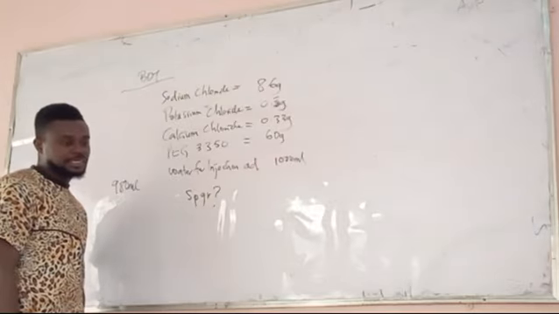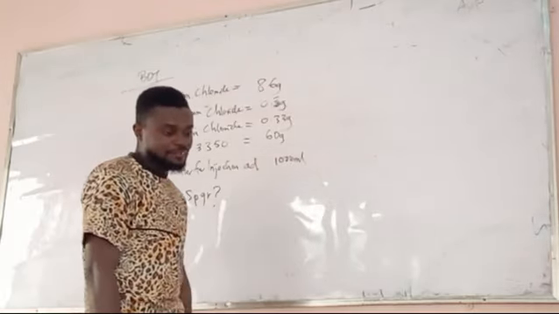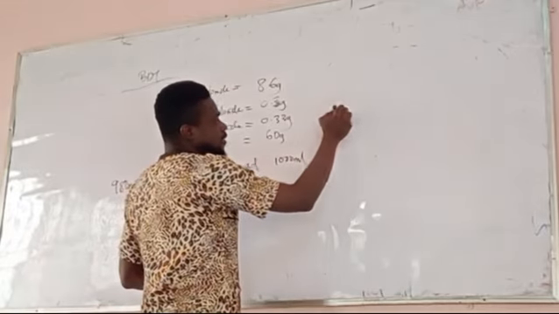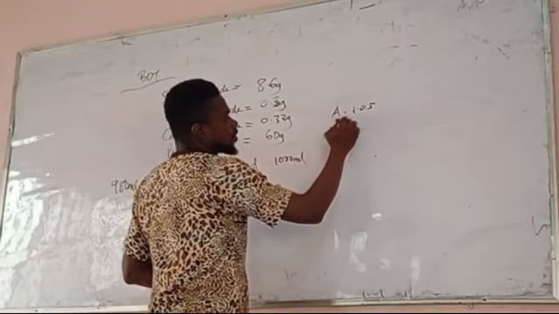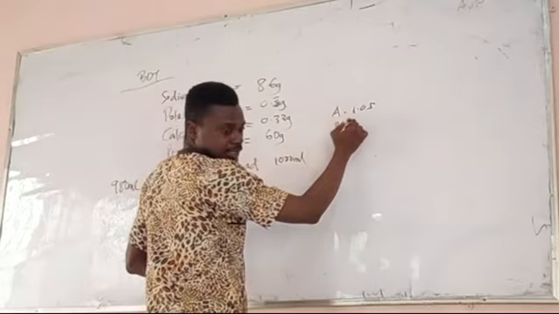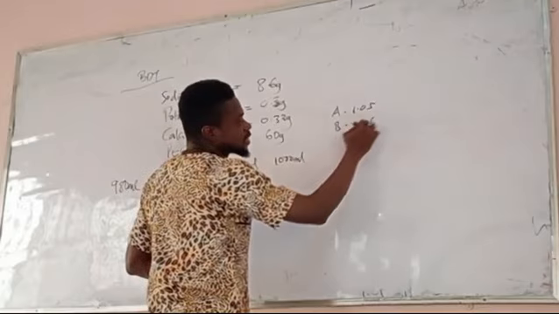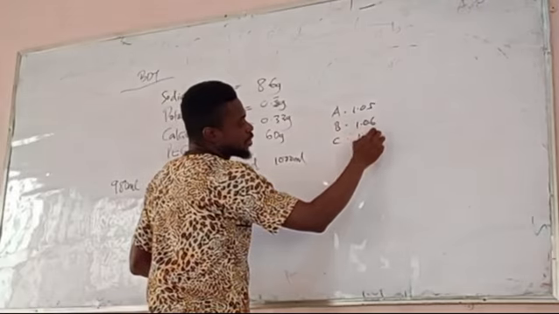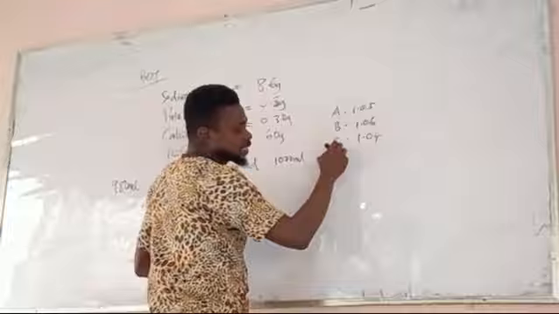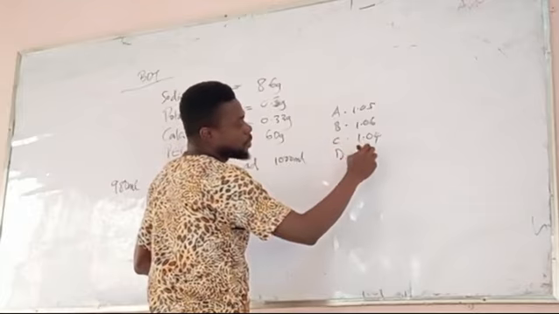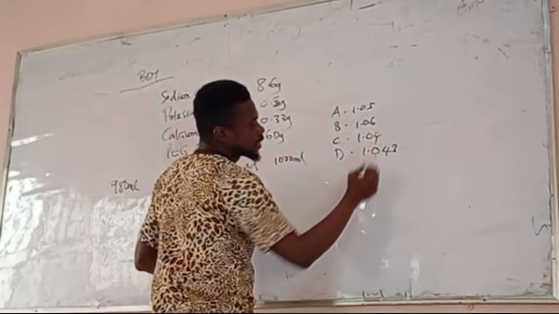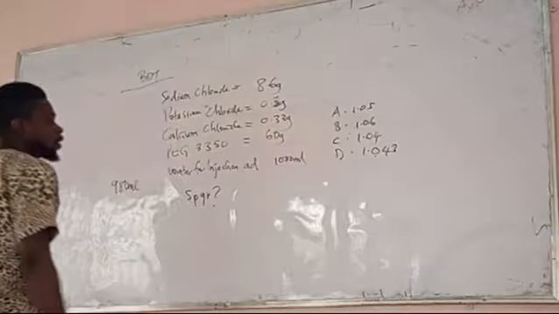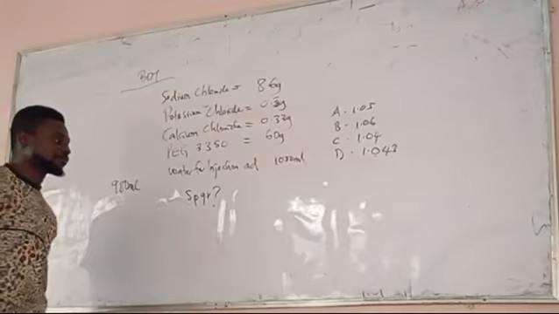Option A says 1.05. Option B says 1.06. Option C says 1.04. Option D says 1.043. Please look up. Let's solve this question now.